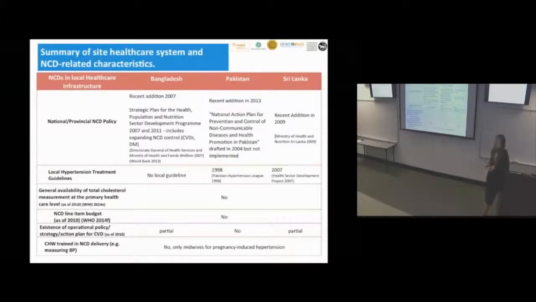So the community workers in these countries would be able to tell you how to manage malaria. They'd be able to tell you how to manage malnutrition, do growth monitoring, do family planning, because that's on their health agenda. That's the mandate. And some midwives will be able to tell you how to manage pregnancy-induced hypertension, but that's just about it. For other non-communicable diseases, for diabetes or hypertension, it's not there.